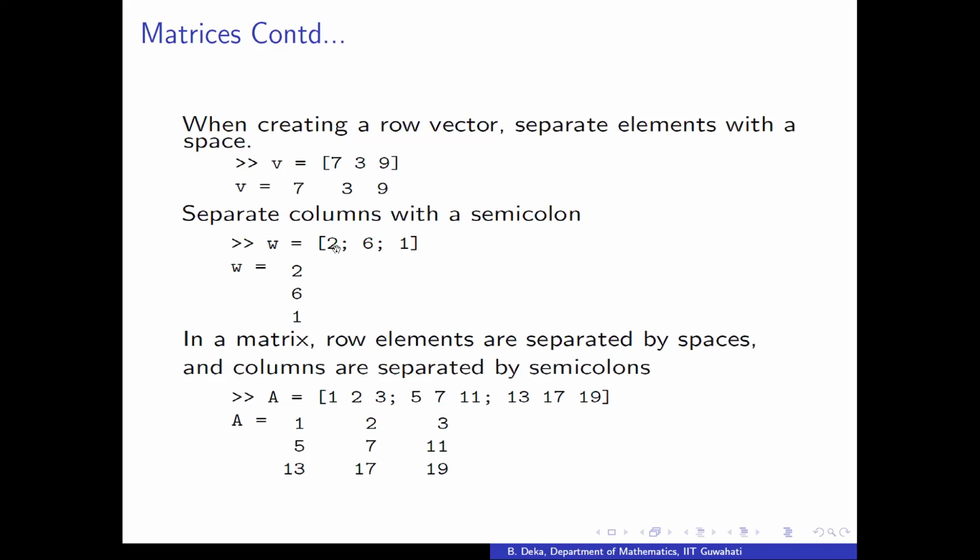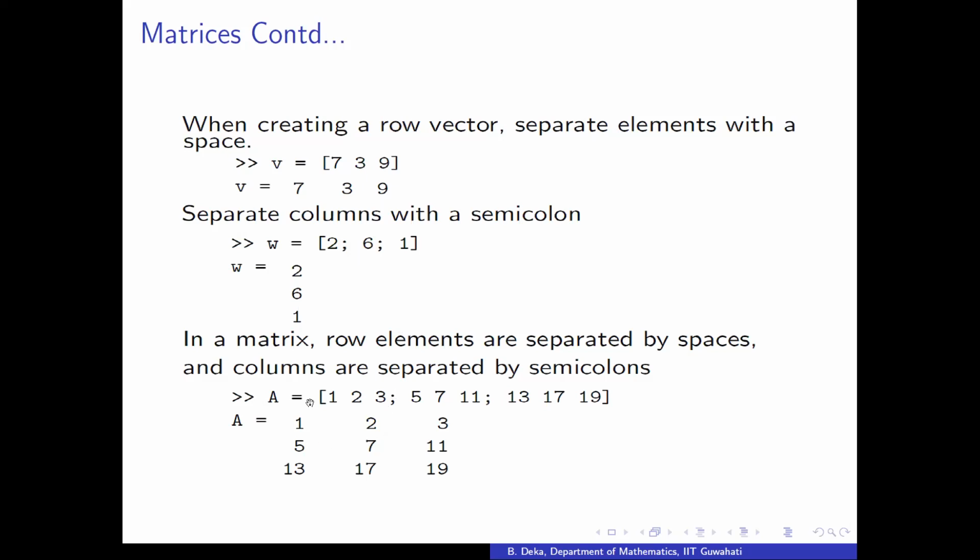For the column vector, the first row will be 2, separated by a semicolon. The second row will be 6, and the third will be 1. So if I do not keep a semicolon in the matrix, then it will be treated as a row vector. And when I write the semicolon inside this bracket, that will be incorporated as a column vector.